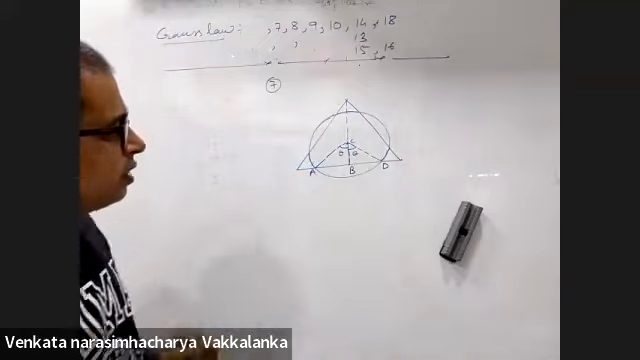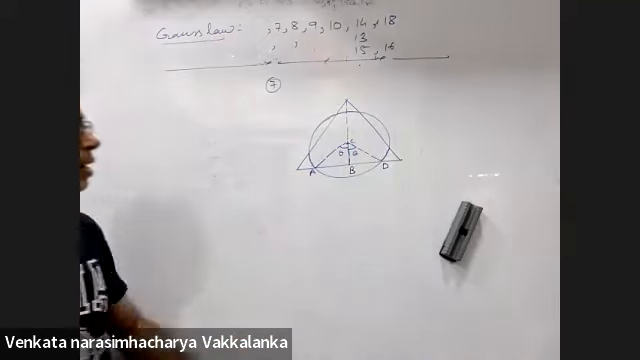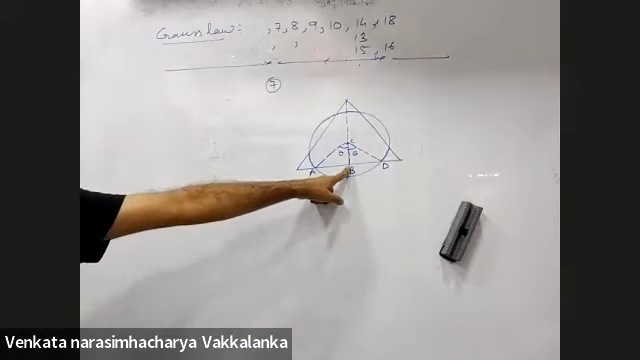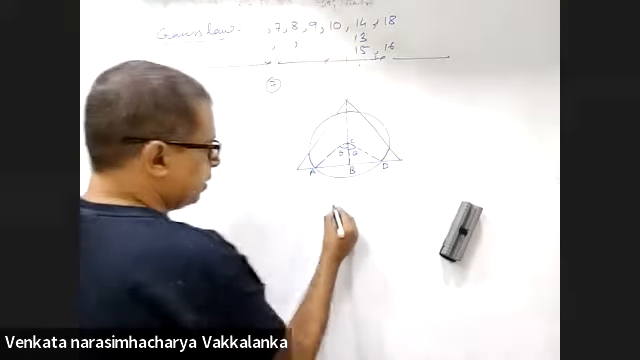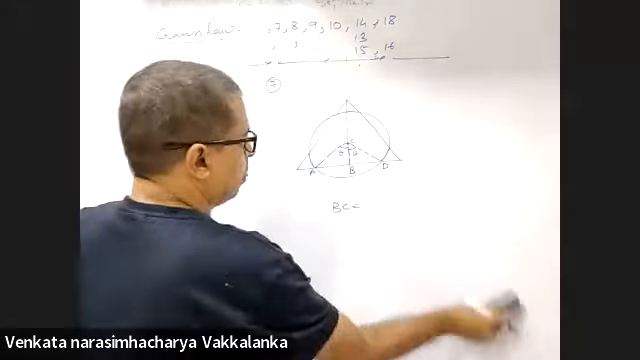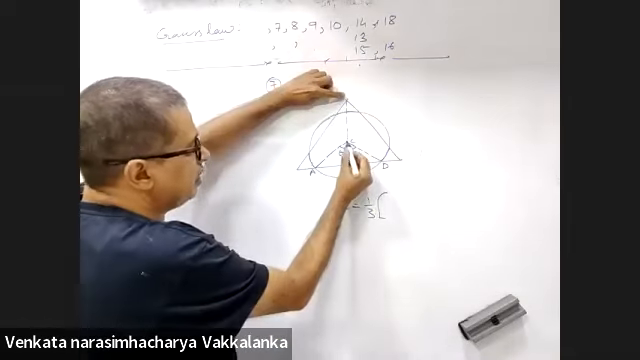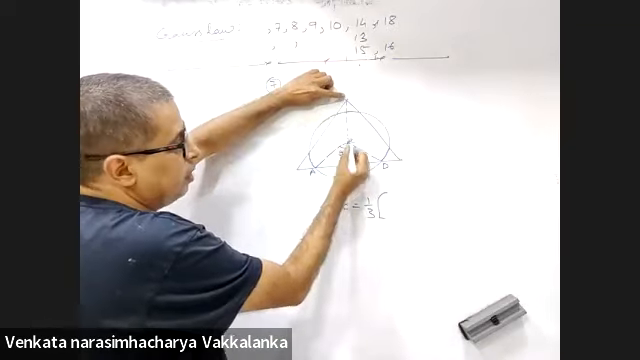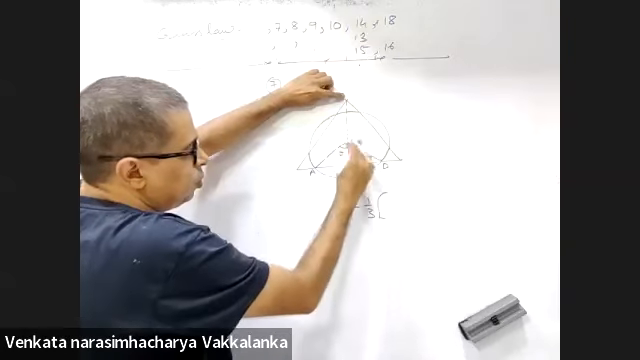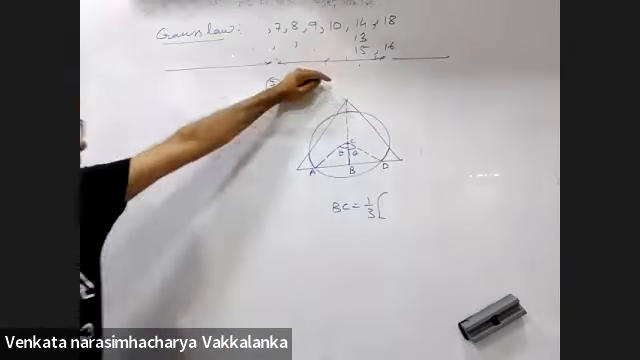I want to calculate CB, that is BC. BC will be 1/3 the length of this median. This is the centroid. The centroid divides the median in the ratio 2:1, so this will be 1/3.